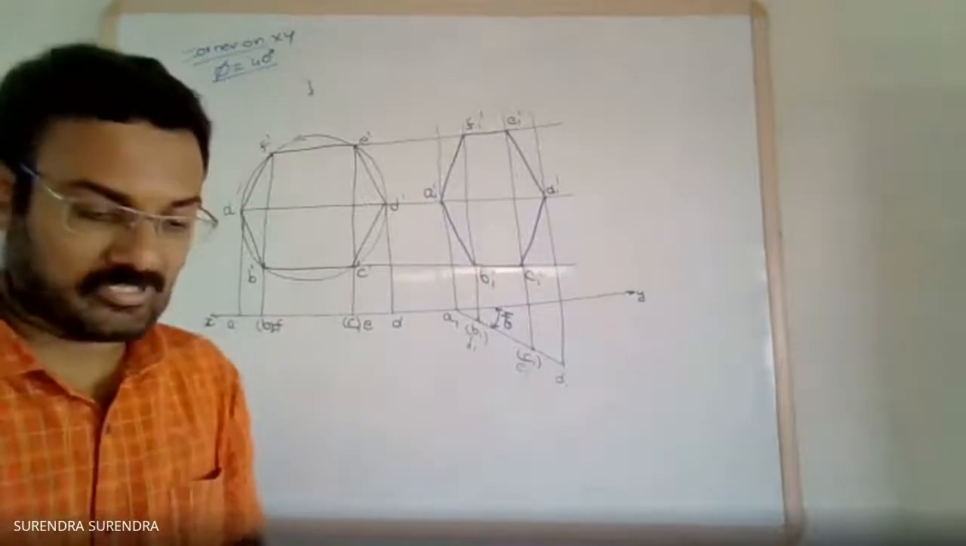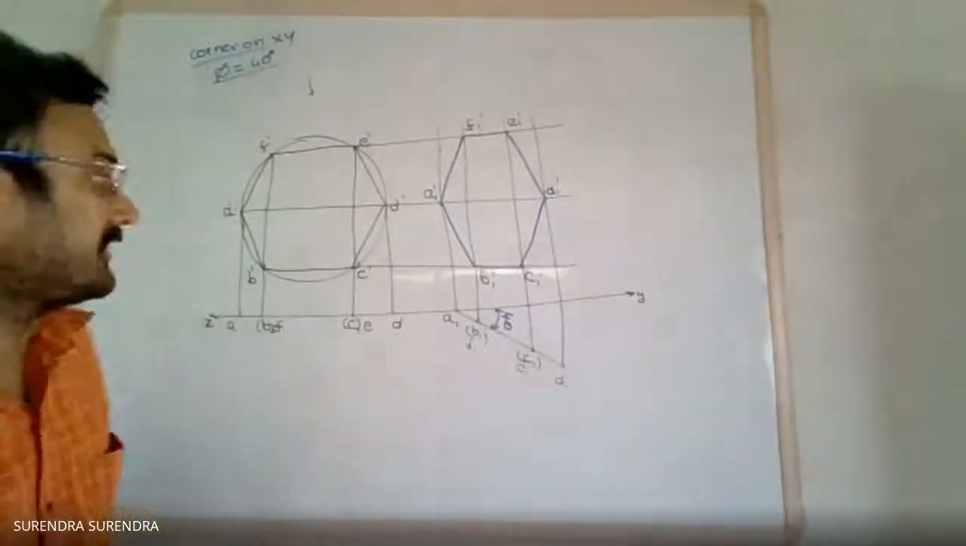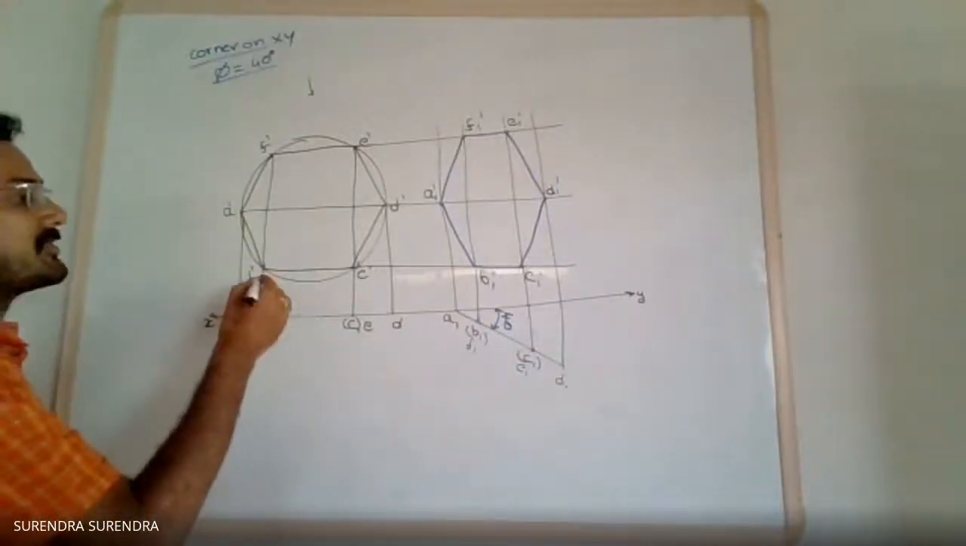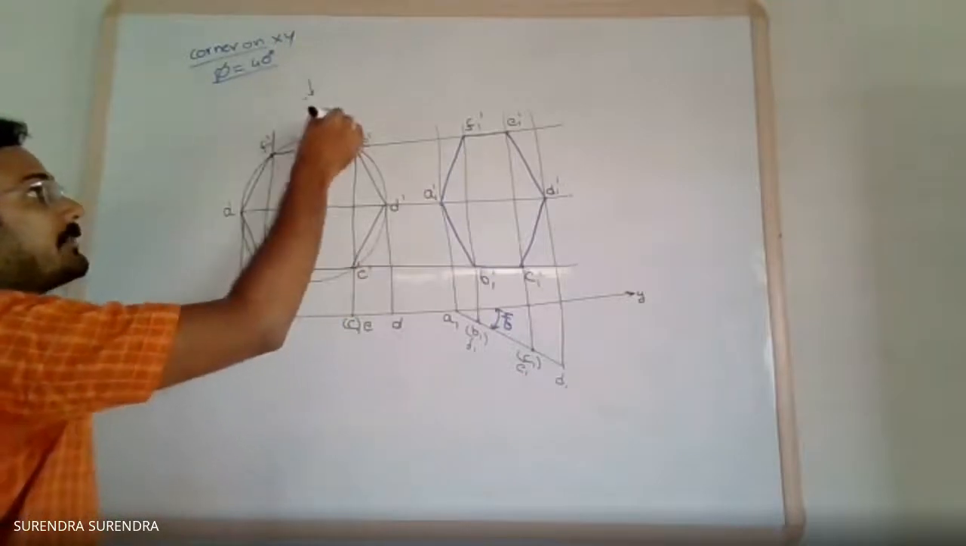Finally, represent the dimensions. Only two dimensions are given: 40 degrees inclination and side of the hexagon. Represent the dimension for any one side. I am representing it here.